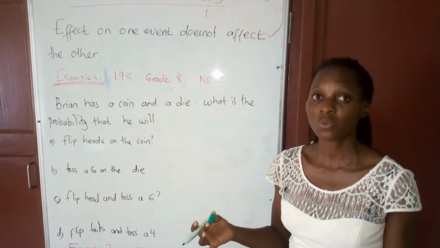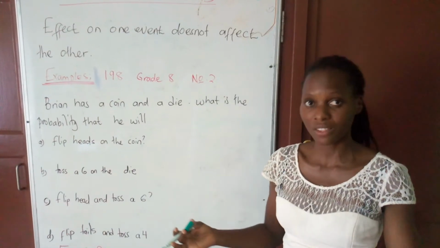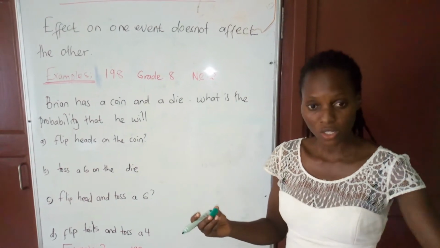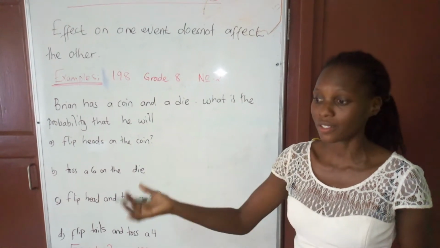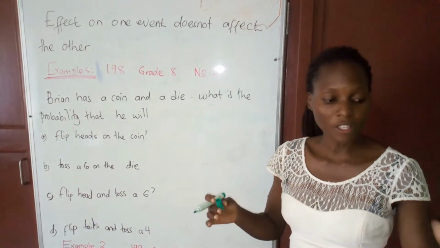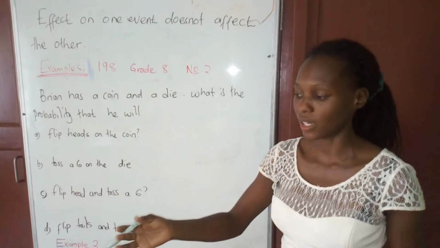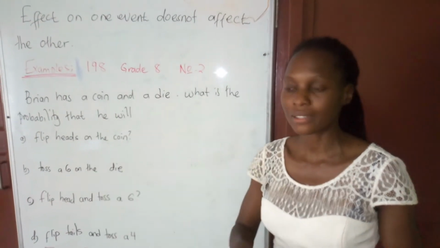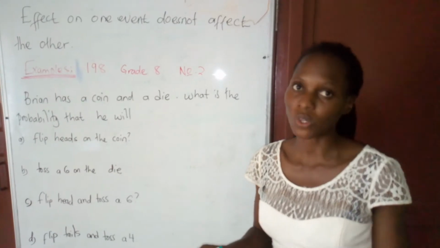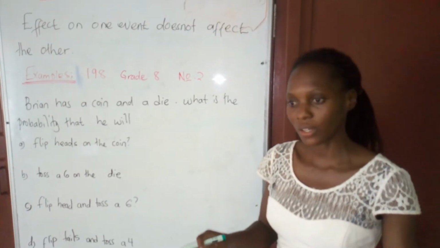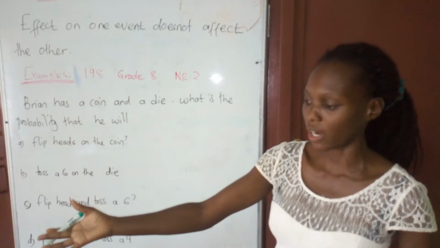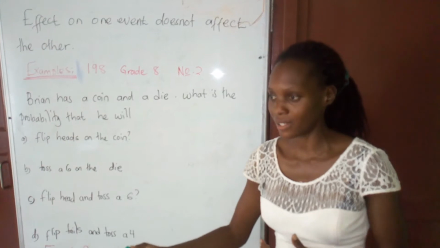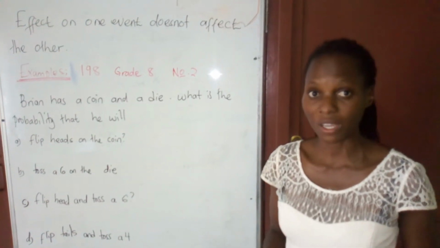These are two events whereby the effect on one does not affect the other. For example, if I could look at a coin, in one hand flipping a coin, and on the other side tossing a dice. The effect, for me to get a 1 on a dice does not affect the fact that I can also get a head on a coin. I can get a head on the coin and at the same time get a 1 on the dice. But the effect on this side does not affect the effect on the other side. And for such events, we call them independent events.